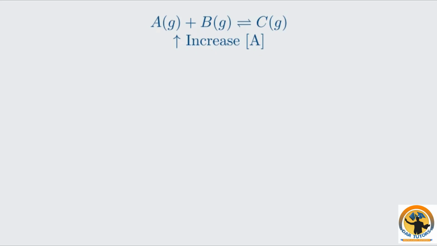Conversely, if we remove some product C from the mixture, the concentration of C decreases. The system will then shift to the right to produce more C and replenish what was removed, counteracting the change. So removing a product also shifts the equilibrium to the right. The system always tries to restore the balance by moving in the direction that offsets your action.